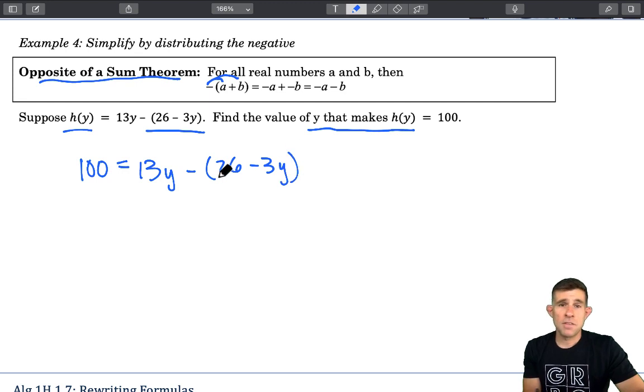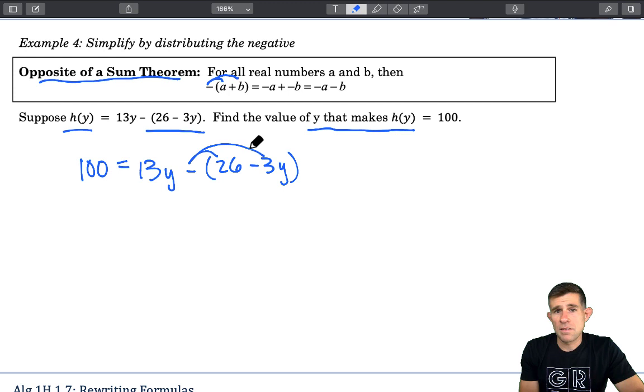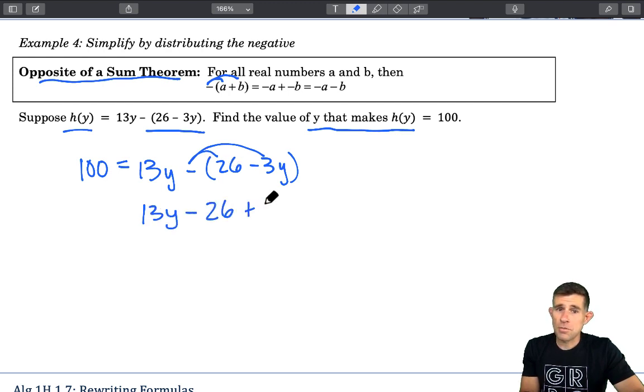All right, now you see that we have a negative in front of the parentheses. That negative needs to be distributed to both those terms, especially because we cannot combine those two terms inside the parentheses. So we have 13y minus 26 plus 3y, because we're going to take a negative of a negative, and that's going to give us a positive. Now, remember this is all equal to 100.